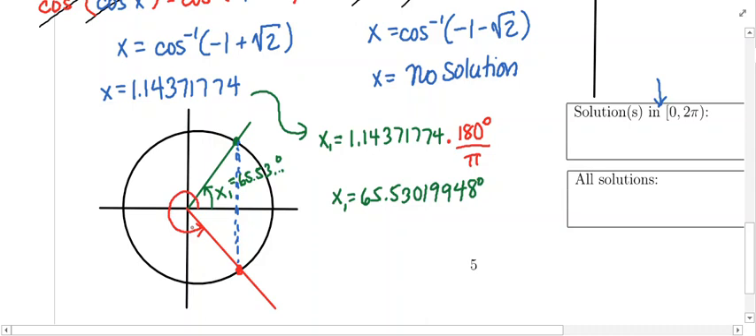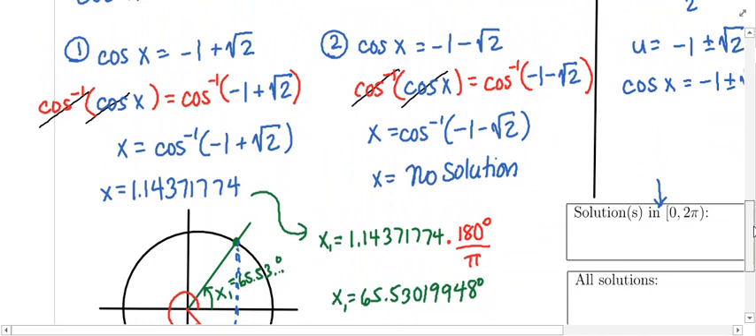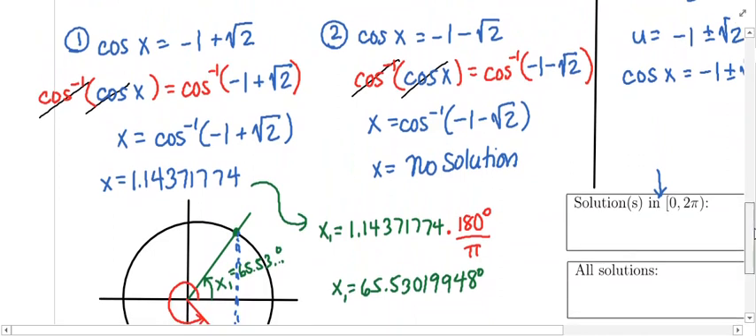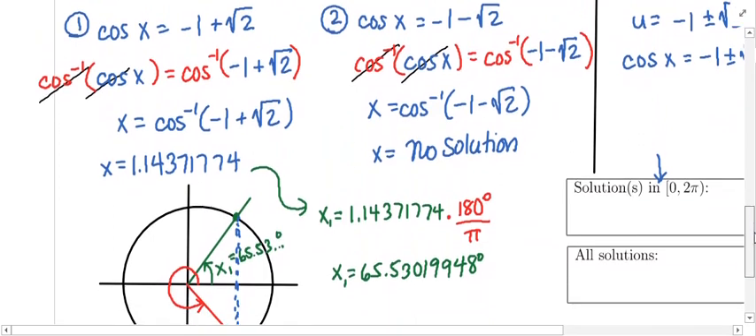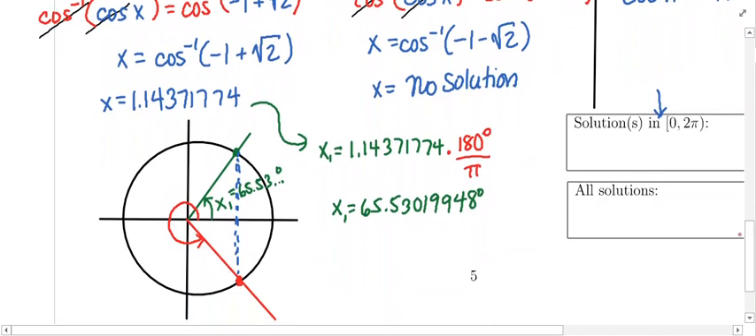So this other red angle is going to have the same cosine value. Its cosine will be -1 plus the square root of 2. We need to figure out what this angle is. Well, this part of the angle right here has to match the green angle. So this thing is the 65.53 and so on degrees.